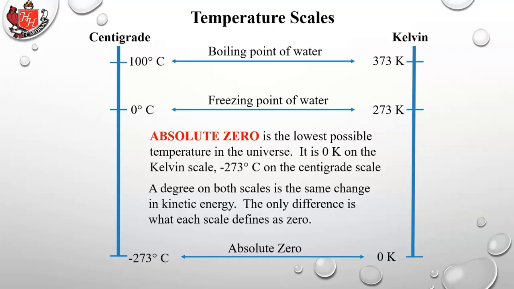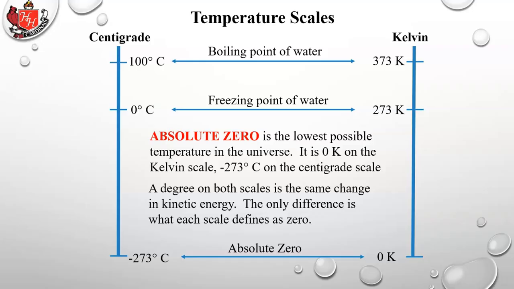Okay, now temperature scales. You've probably been introduced to these before. The scale we use here in the United States in everyday usage is Fahrenheit. For example, people will say it's 70 degrees outside. That's the Fahrenheit scale. We do not ever use that in science. There are two that we use in science.